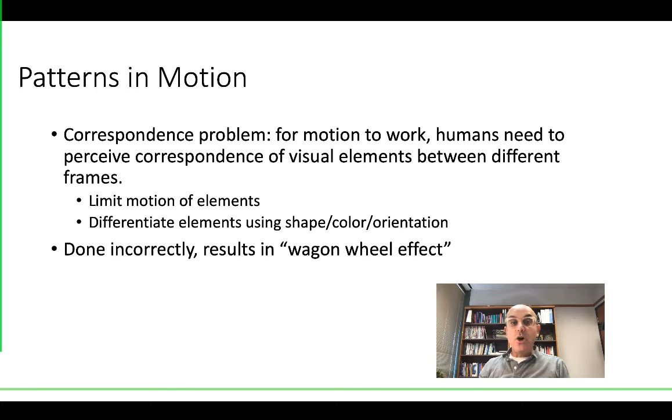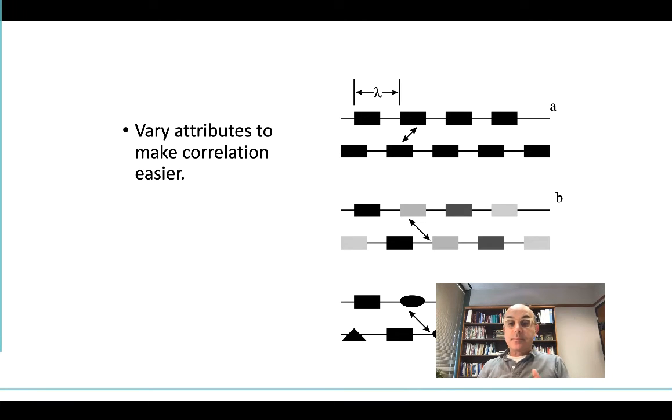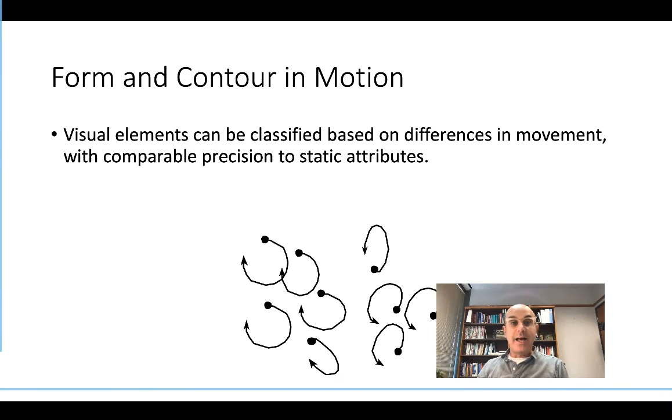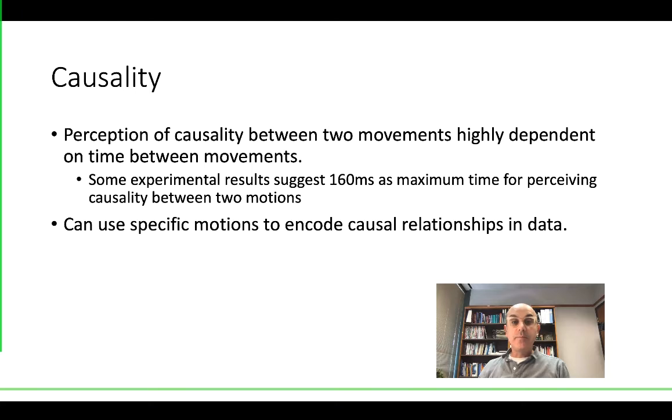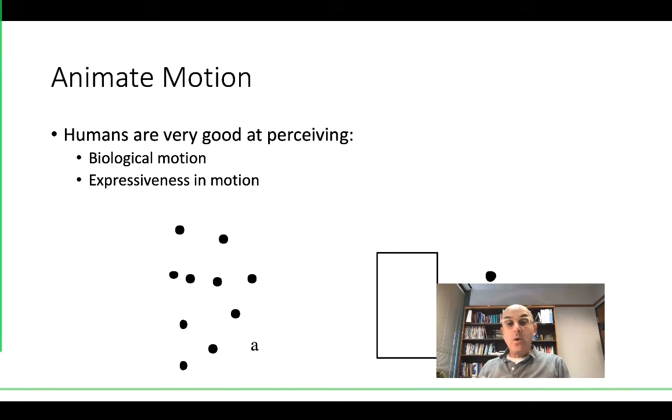Patterns in motion is the idea of how to show the elements; done incorrectly, it results in the wagon wheel effect, which is very bad. So in this case, how do we apply that and how do we do that? From counter in motion, again, visual elements can be classified based on differences in the movement and the attributes it consists of, and moving frames is another way for us, and we will learn about moving frames when we talk about animation. And again, it is a big issue, especially with interactive visualization. So go over that, see what it entails.